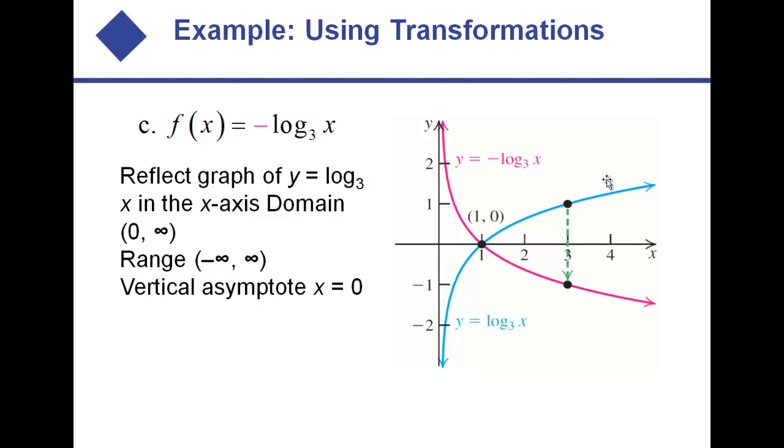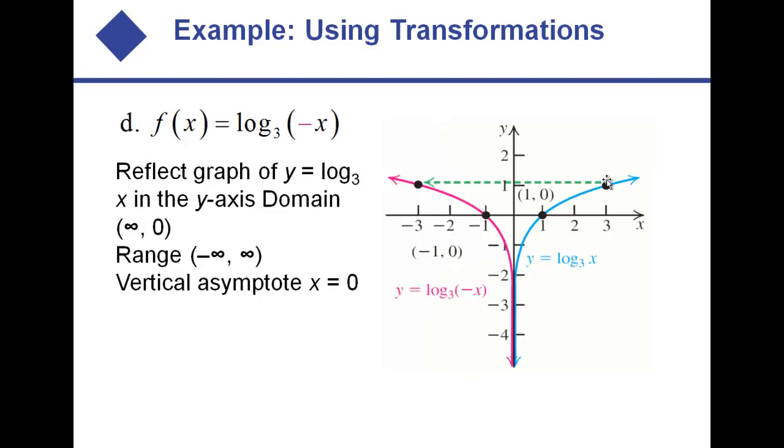Next we have the negative on the inside, which flips it left to right, east to west, flips it over the y-axis. We still have the vertical asymptote being the y-axis. We still have the same range. The only difference is now the domain is flipped. Instead of going from 0 to infinity, it goes from negative infinity to 0, which of course this is a typo. It should be negative infinity to 0.